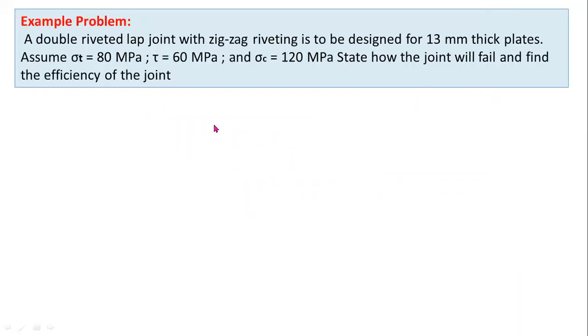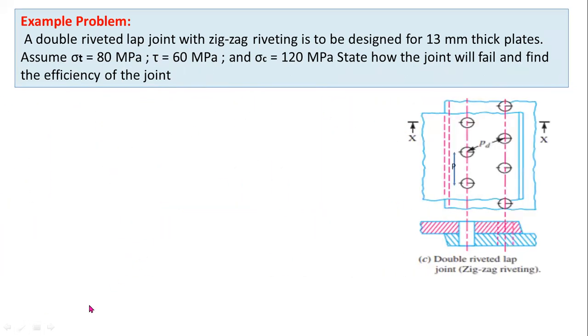Now I'm going to explain about problems on boiler joints. This is the example problem. A double riveted lap joint. Okay, this is the example for lap joint.